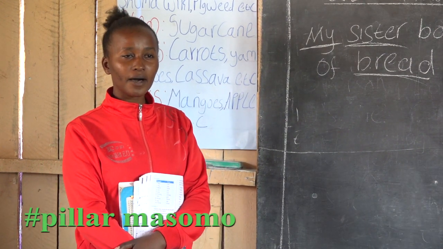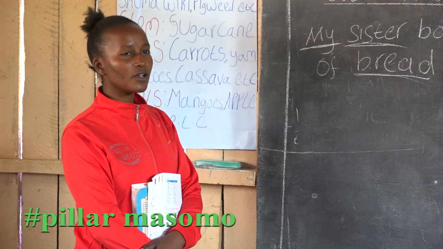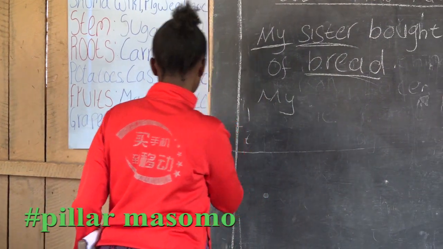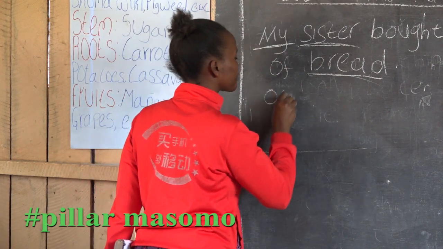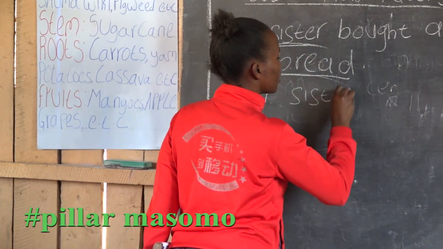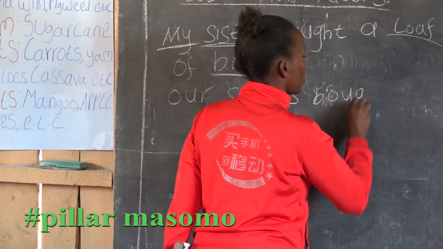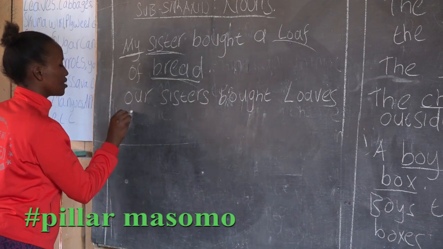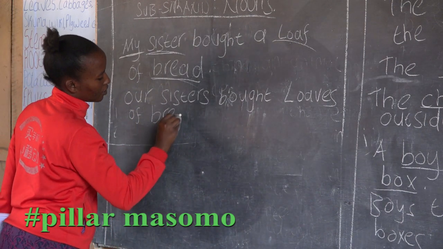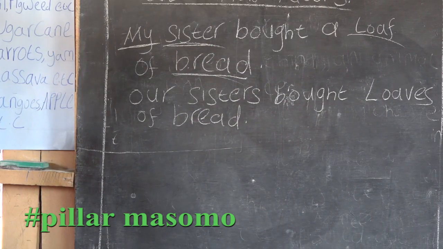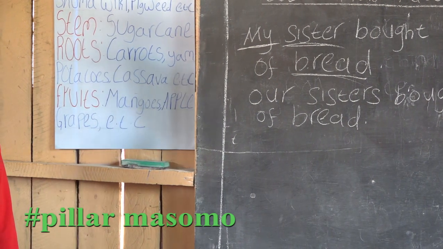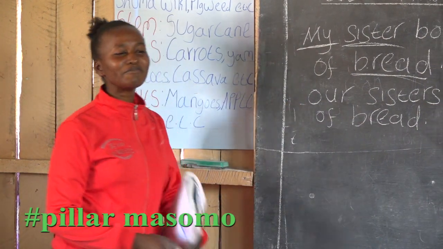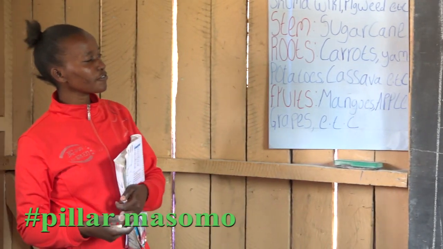Natasha. Our sisters bought. Good. Clap for her. A nice one, a better one, and a sweet one. Congratulations. Our sisters bought what? Loaves of what? Not brains. So our sisters bought loaves of bread.